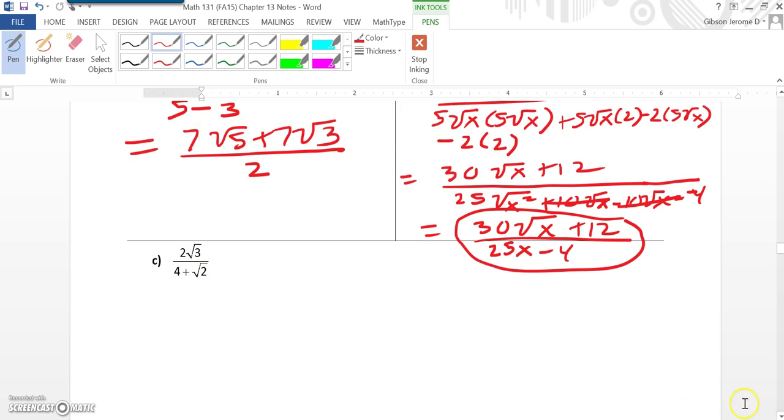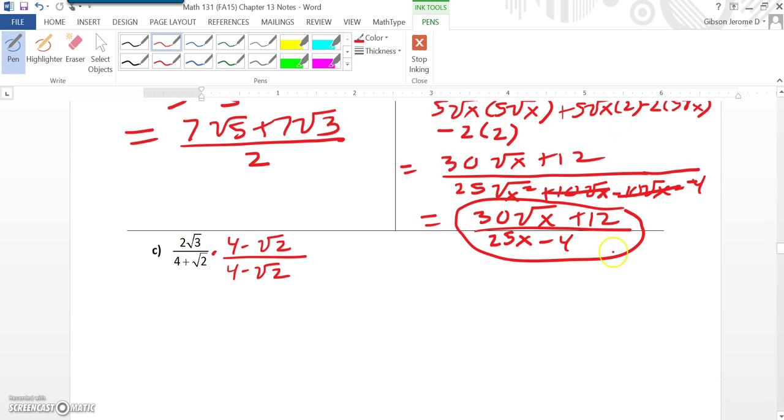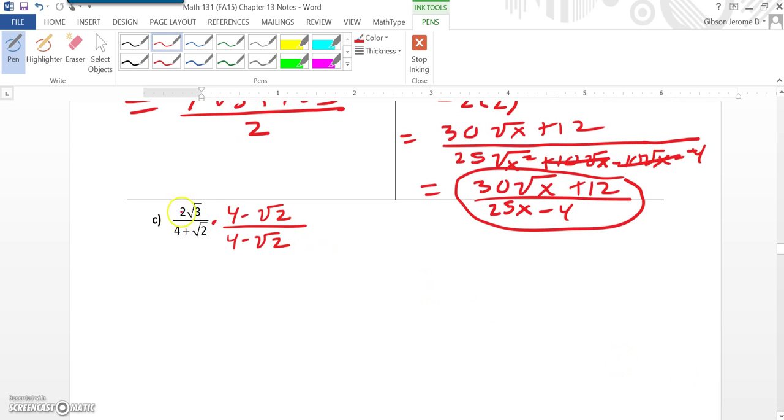Now we come here to C. Now we have 2 square root of 3 over 4 plus the square root of 2. So now we will do the conjugate again. We will do 4 minus the square root of 2 all over 4 minus the square root of 2. Now because we did everything out in this second example, we don't have to show every step for each problem. So let's go through this.